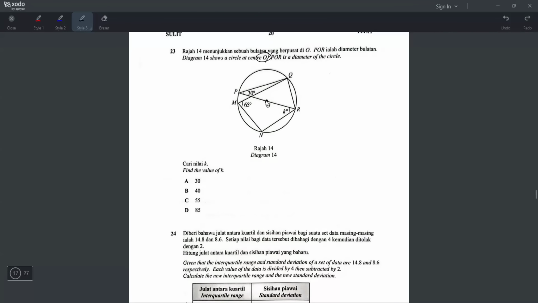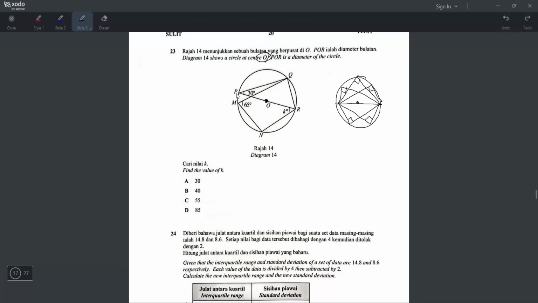So if O is the center and I draw a line across like that, that line is called diameter. And what's so special about diameter? Okay, diameter, kalau dia tarik two lines to the side macam tu, dia mesti 90. Tak kisah dia tarik ke mana. Tarik sini pun 90, tarik sini pun 90. Mana-mana dia tarik, as long as dia tarik sampai side, dia mesti 90 degree.